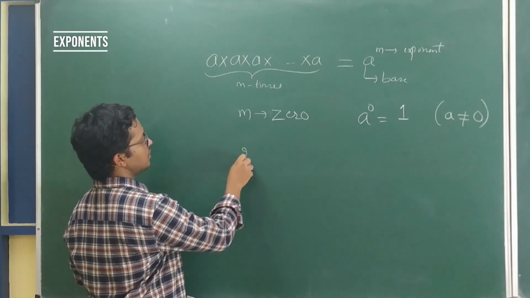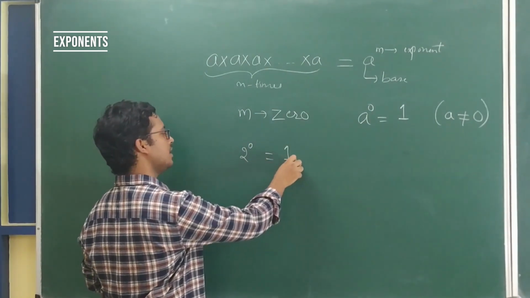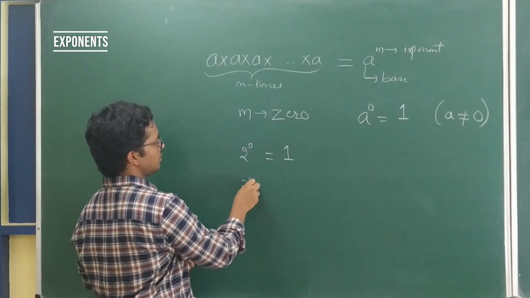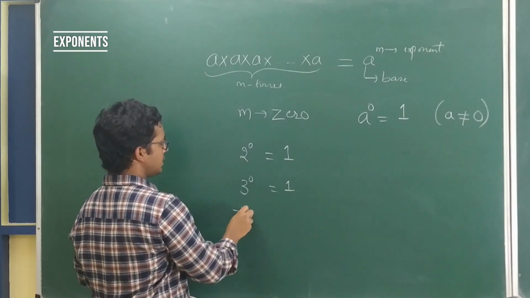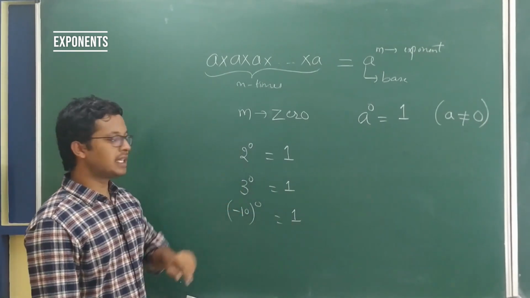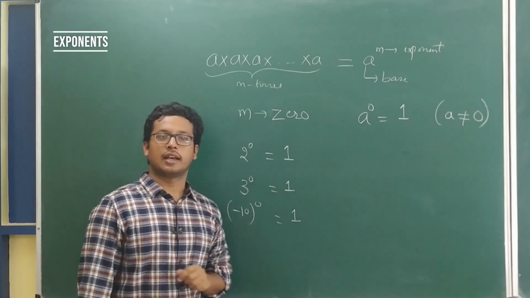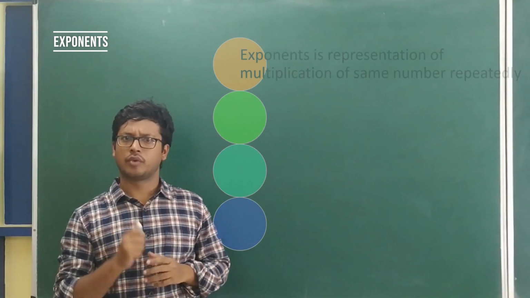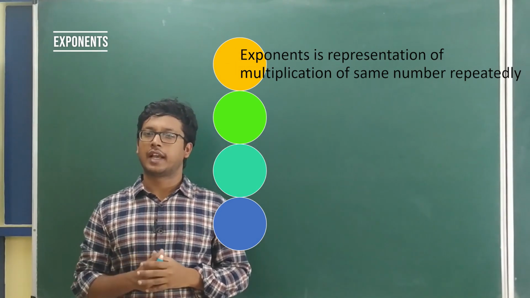Let's take an example, 2 raised to 0. 2 raised to 0 is 1. Doesn't matter what the base is: 3 raised to 0 is 1, minus 10 raised to 0 is also 1. So it does not matter what the value of the base is, if the power is 0, the answer is always 1. To summarize, we learned the definition of exponents.